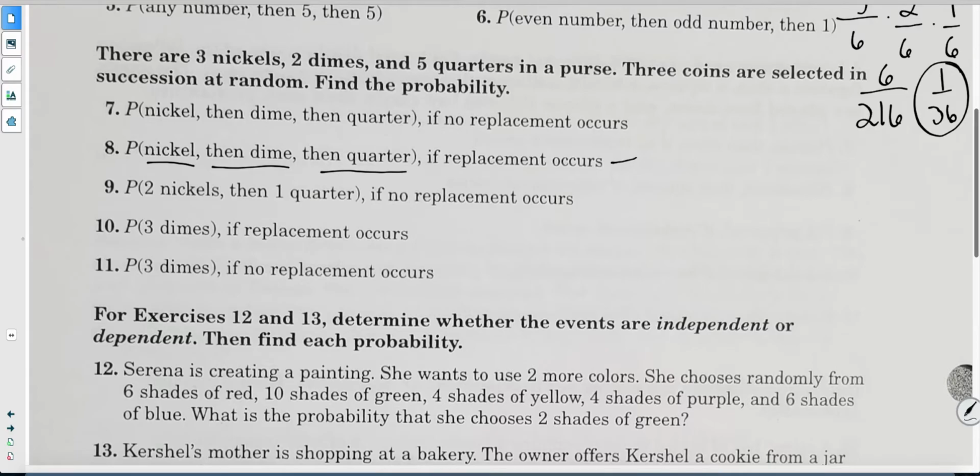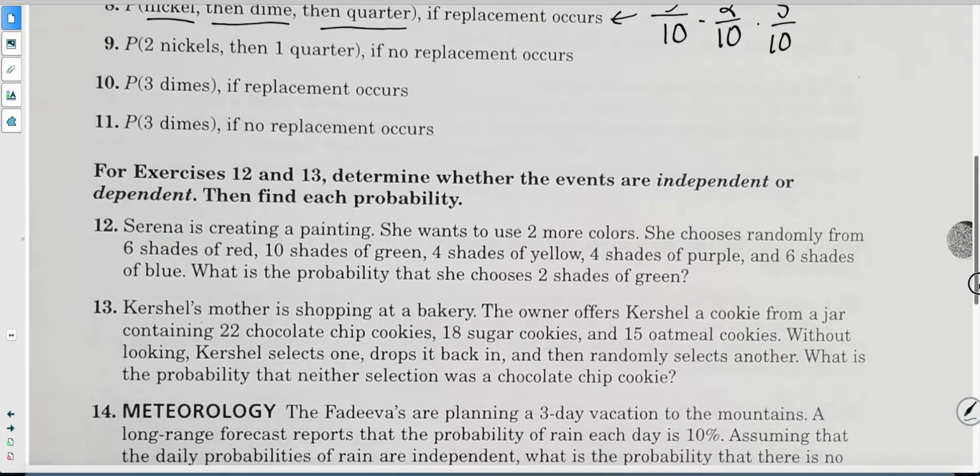So for this one right here, you can end up getting the answer when you're done. But it'd be 3 out of 10 for the nickel, and then 2 out of 10 for the dime, and then 5 out of 10 for the quarter. And that bottom number stays at 10 the entire time because replacement is occurring. If there is no replacement, then that number would drop by 1 each time.